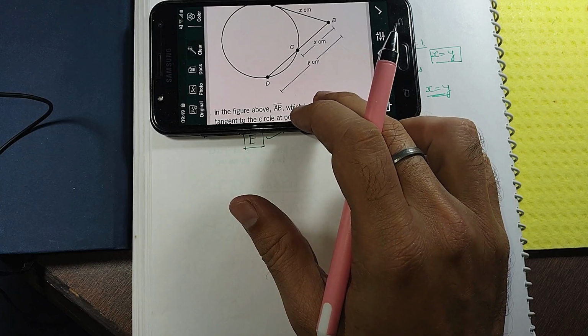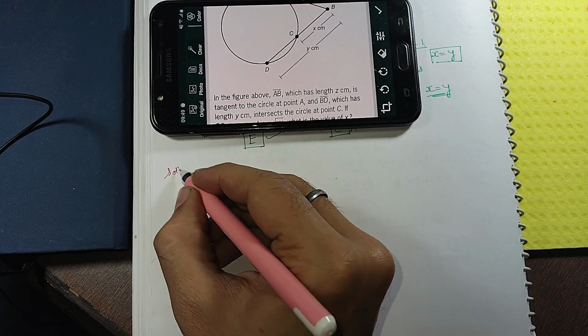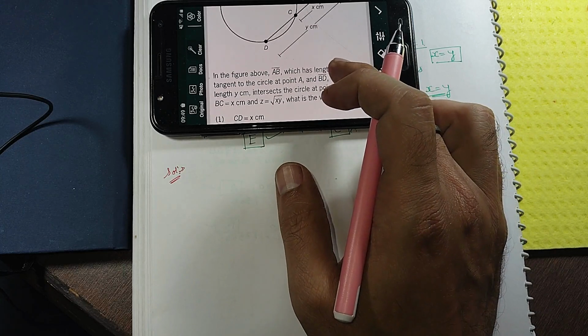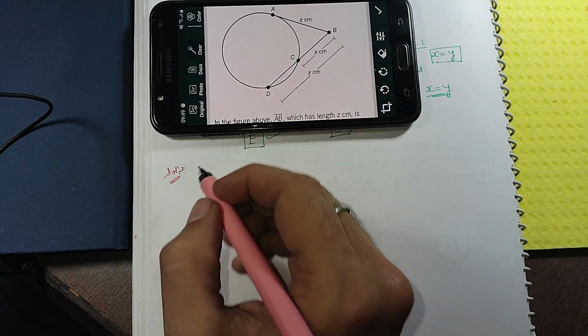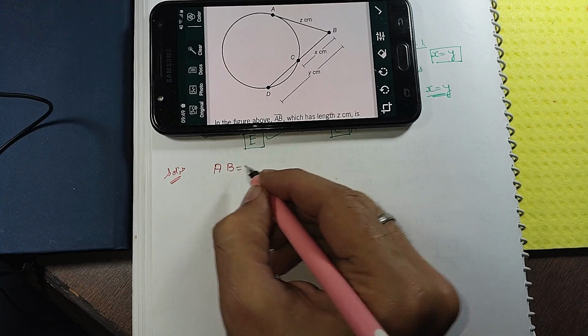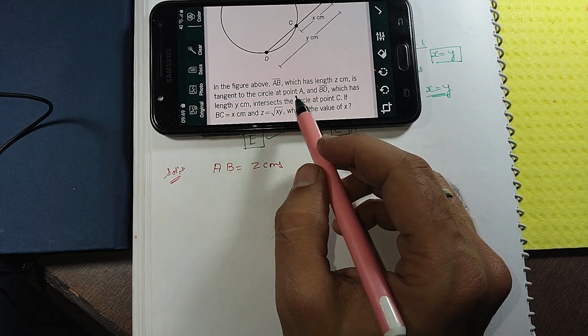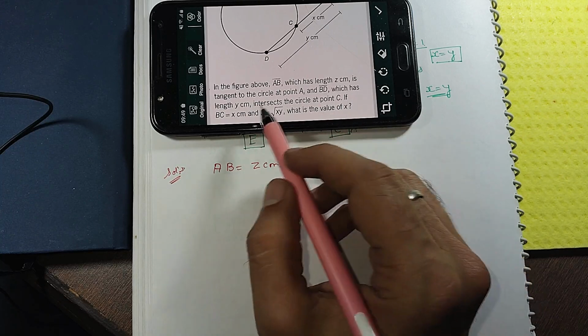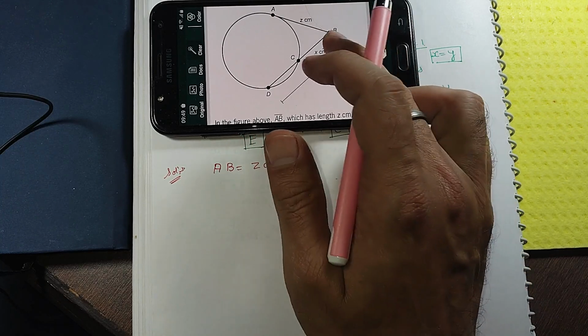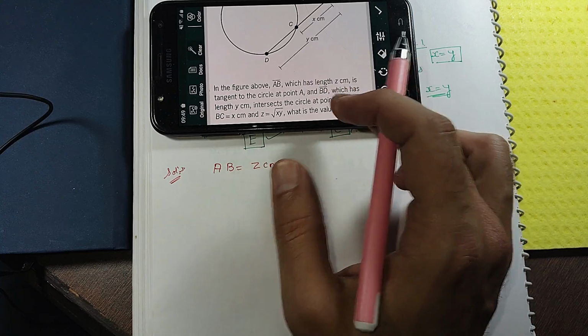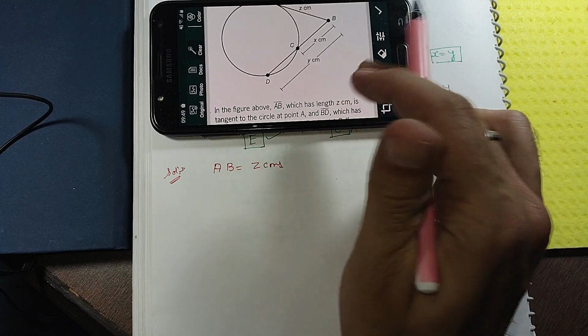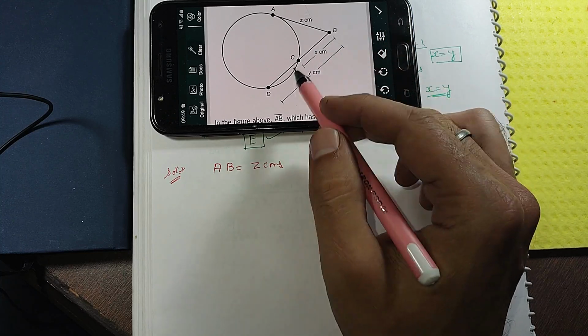In the figure above, chord AB has length z centimeters and is tangent to the circle at A. So this is AB, which is tangent, and it has length AB equal to z centimeters. Chord BD has length y centimeters, so BD is equal to y centimeters, and intersects the circle at point C. If BC is equal to x centimeters and z is equal to under root of xy.